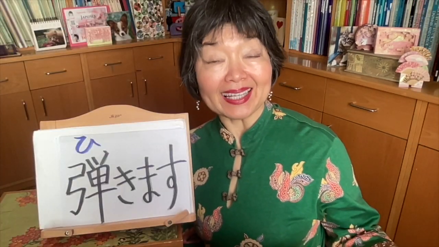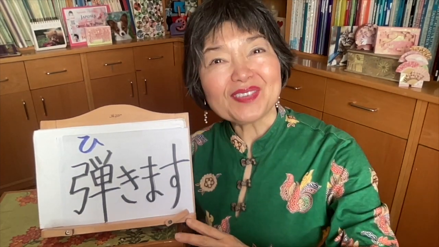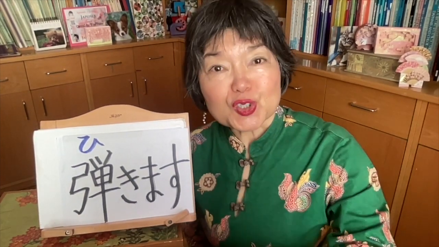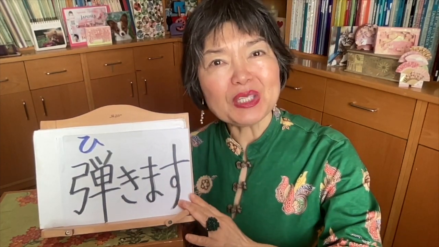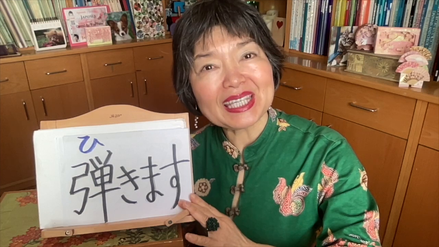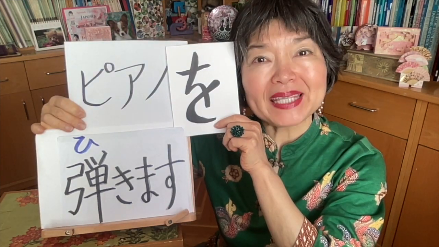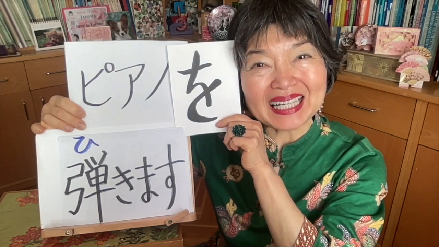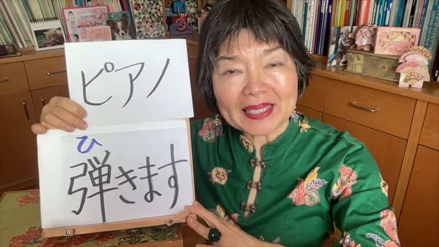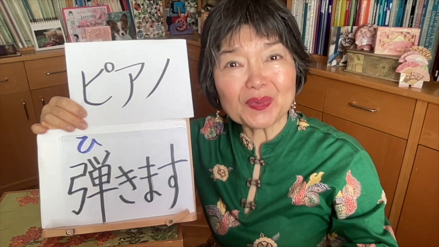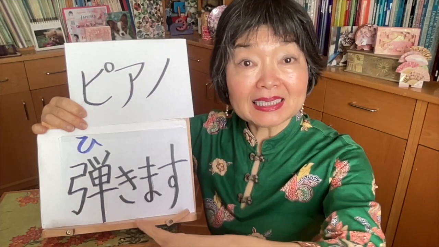I can play the piano, yeah, but violin, ooh, I can't. The verb to play a string musical instrument, we say 弾きます. This is group 1. I play the piano: ピアノを弾きます。But I said, I can play the piano. So this is the potential verb. I can play: 弾けます instead of 弾きます.